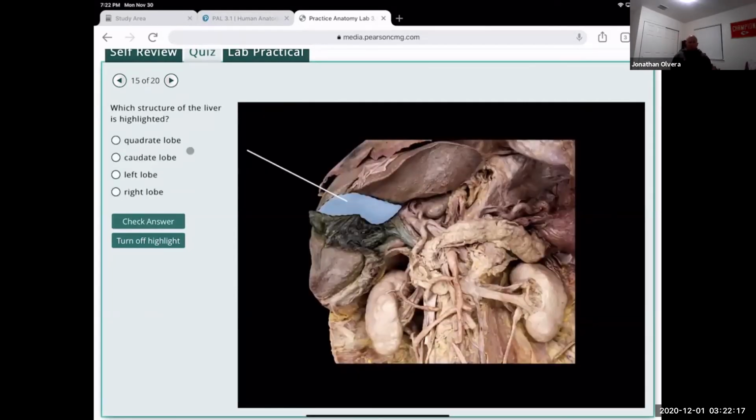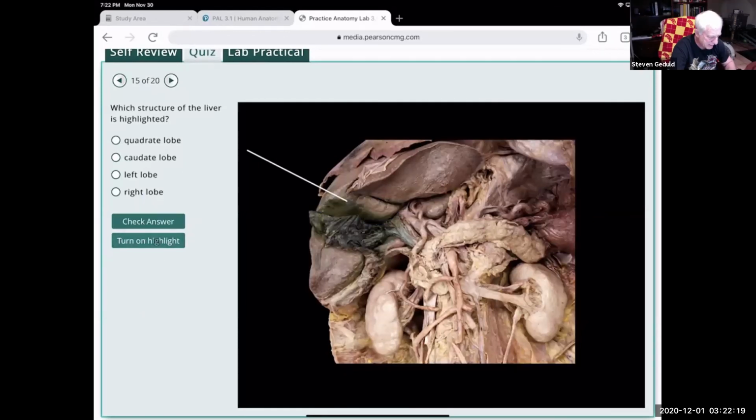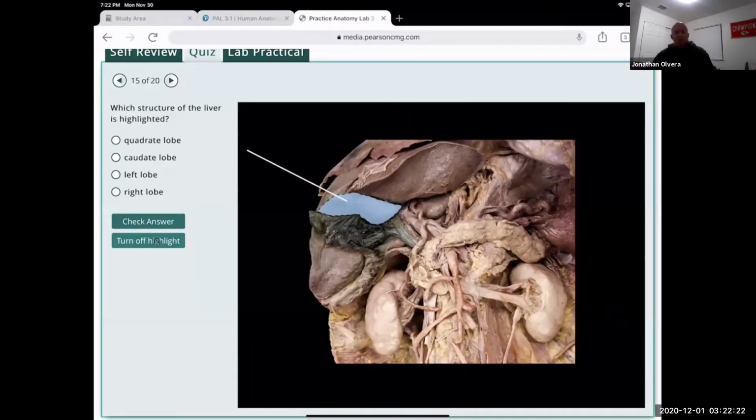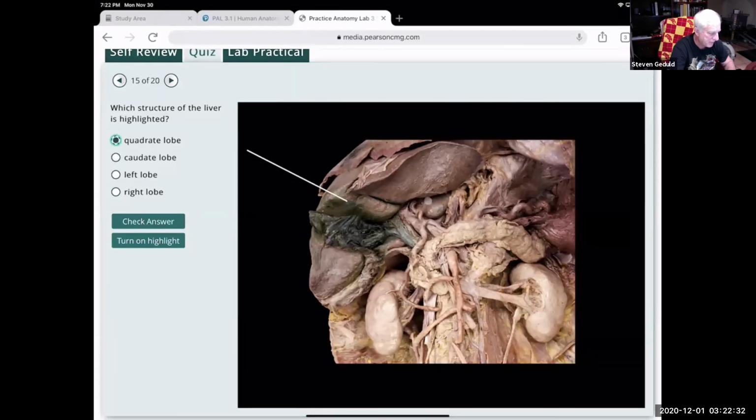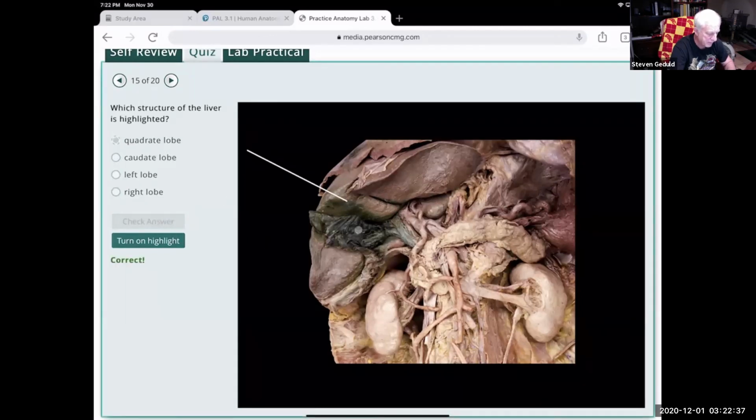What structure of the liver is highlighted? Okay, so what part of the liver feeds right over the gallbladder? The caudate. The quadrate, right? The caudate feeds up here, I think. I think it's the quadrate portion. Yeah, it's the quadrate lobe. Feeds directly over the gallbladder. The caudate feeds over here over the pancreas. Okay, so this is the quadrate lobe. It's the lobe of the liver that goes right around and over the gallbladder when you reflect it up.